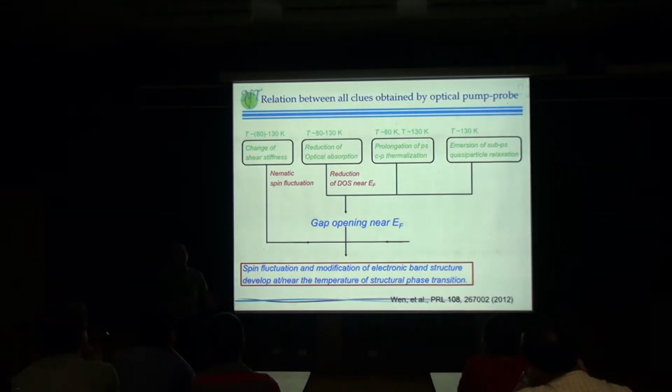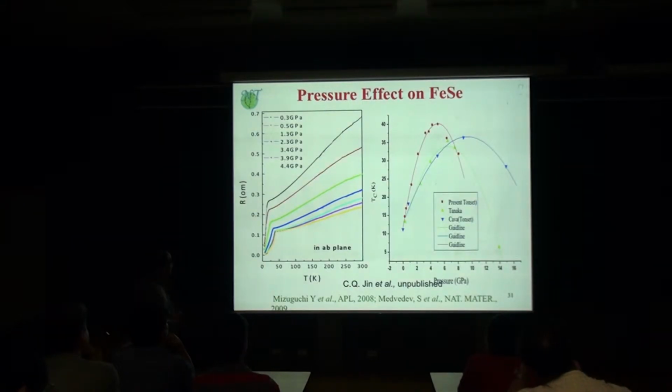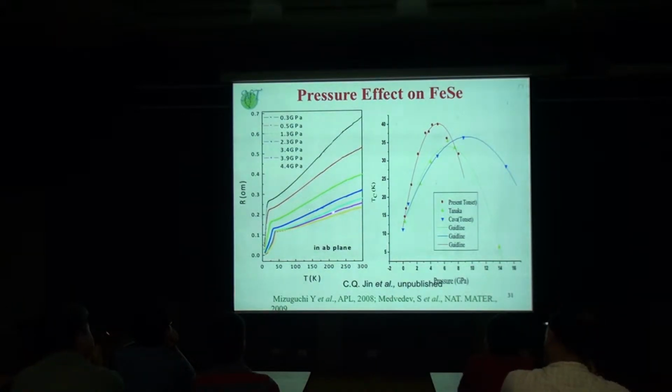And what I'm going to tell you next is the real excitement. Because in this interesting system, actually in 2008, people already observed that it has an extremely large pressure effect. By applying external pressure, you can increase the superconducting transition temperature from 10 K almost to 40 Kelvin, a 4-time enhancement.